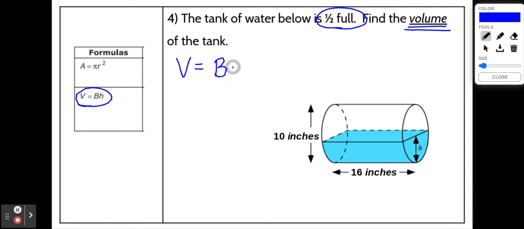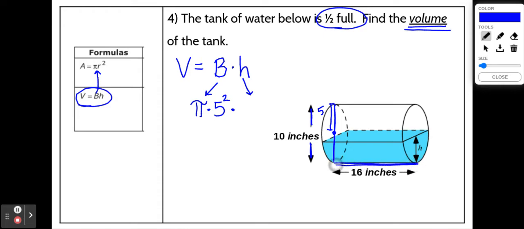We need the area of the base times the height. And remember, the base area is a circle. So I'm going to be finding the area of a circle. So pi times radius squared. Now I can see that this 10 inches here represents the distance across the circular base. Remember, this tank is laying on its side. But I only want the radius. So the radius would just be halfway, and that would be 5. So pi times radius squared. Okay, that's the area of the base, and then I don't want to forget, I want to multiply that by the height. And because it's laying on its side, the height here is 16 inches.